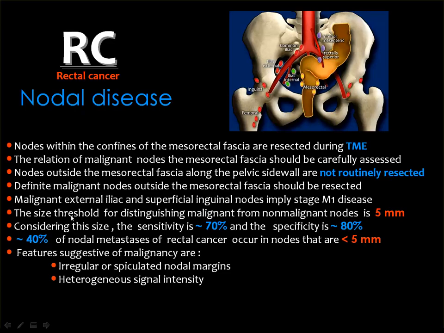The size threshold for distinguishing between malignant and non-malignant nodes in this particular area is 5 millimeters. If you use this threshold, you will get a sensitivity of about 70% and a specificity of about 80%. But about 40% of nodal metastases of rectal cancer occur in nodes less than 5 millimeters. So you should have some criteria to help you, like irregularity or spiculated margin of the lymph node and heterogeneous signal intensity.